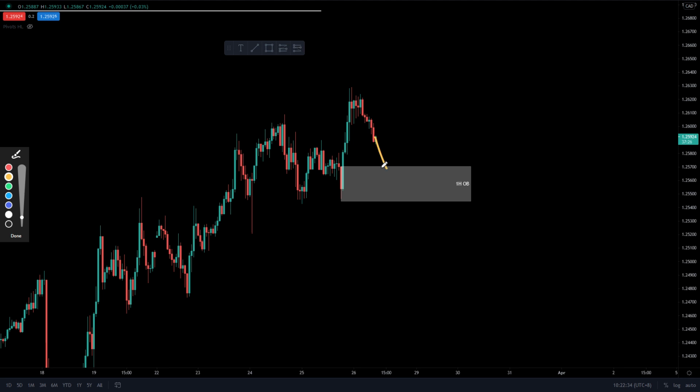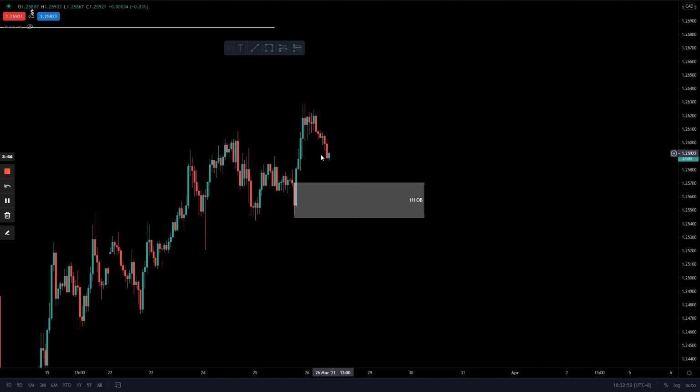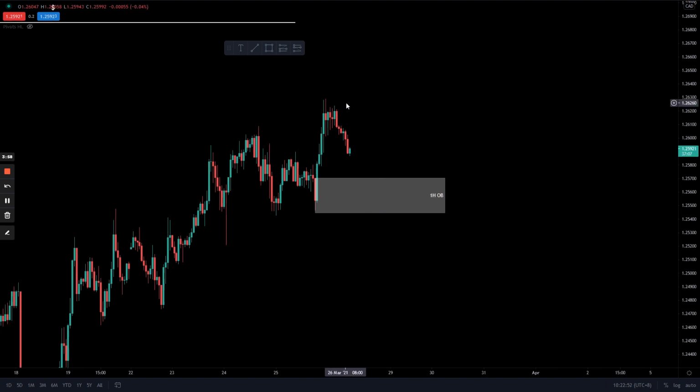So we can be looking for a price entry towards this 1 hour order block before we go up again. Is there a possibility of price coming down and sweeping this liquidity? Yes, there is a chance of it sweeping liquidity. However, we do have to go into the lower time frames to go and check it out again.